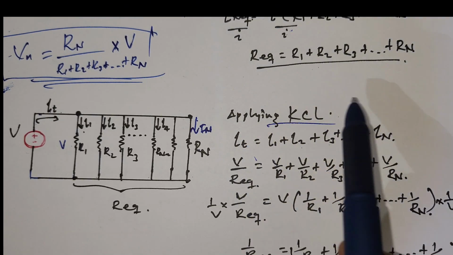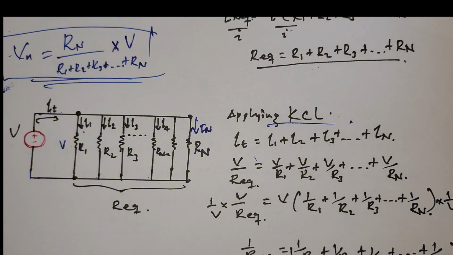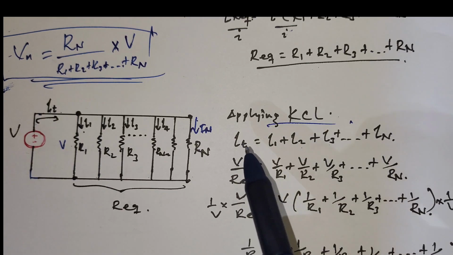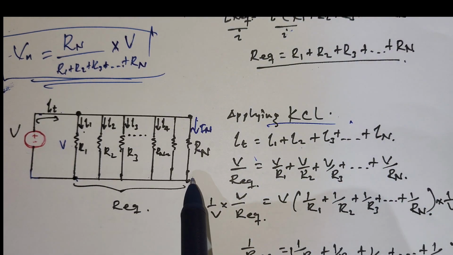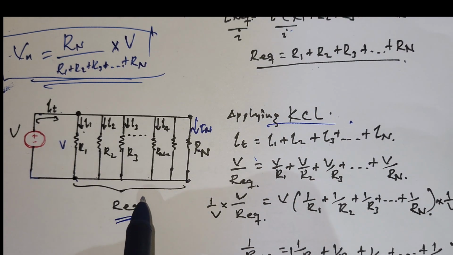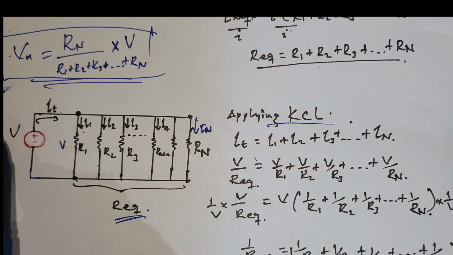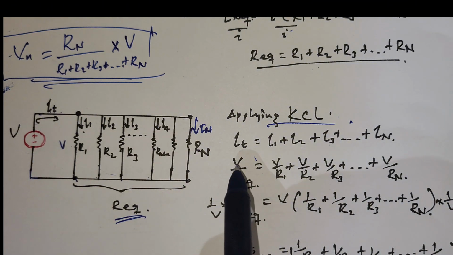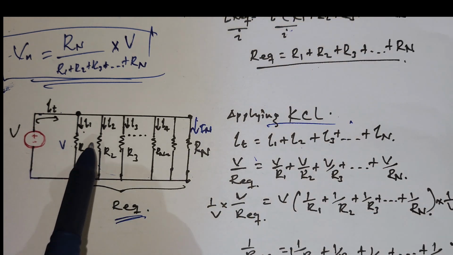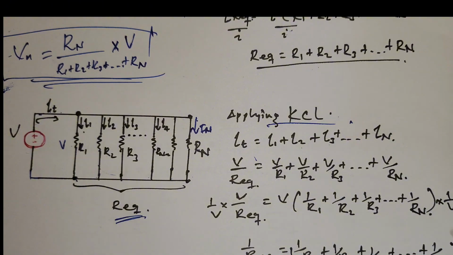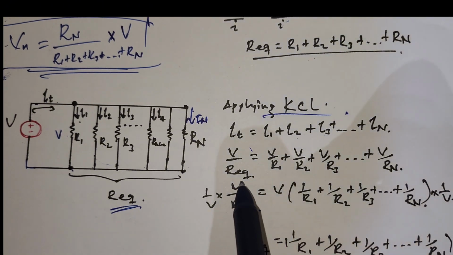If we take I2 to this side, their summation is 0. KCL says like that. So IT means, we assume from this point up to this point as R equivalent. Let's say we get the R equivalent. So IT means V over R equivalent, the supply voltage divided by the equivalent resistance. So we begin by assuming like this.